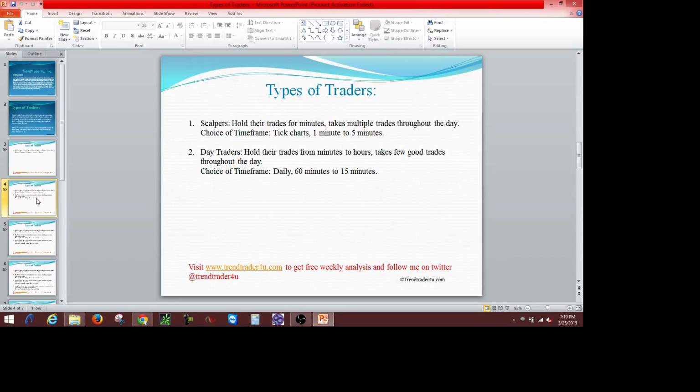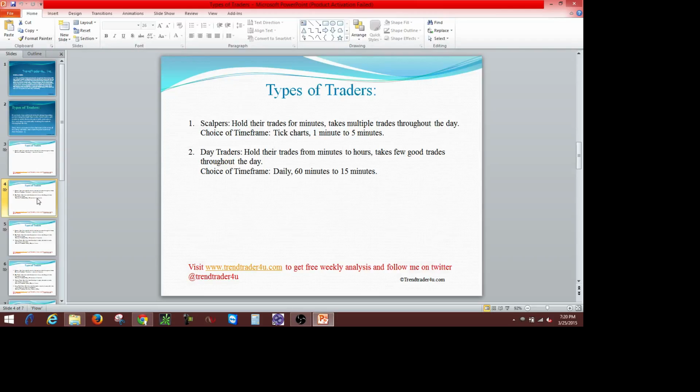Next one, day traders. This is where most of the traders fall, most of the professional traders fall in. But can you be a scalper and turn yourself into a day trader? Yes, you can definitely do that. But you need to know your stops, and you need to know your targets, and you need to know, obviously, the whole technical analysis, right?